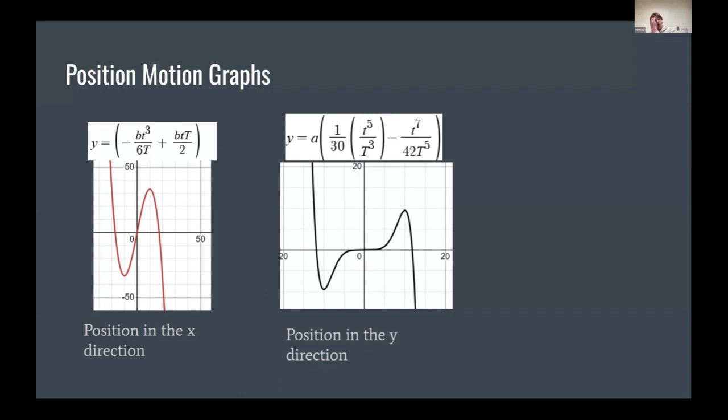And these positions are like the general graph, what it's supposed to look like, but changing the variables can make it look very different.